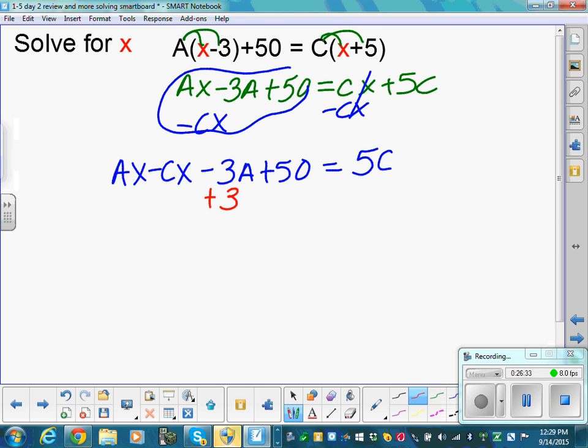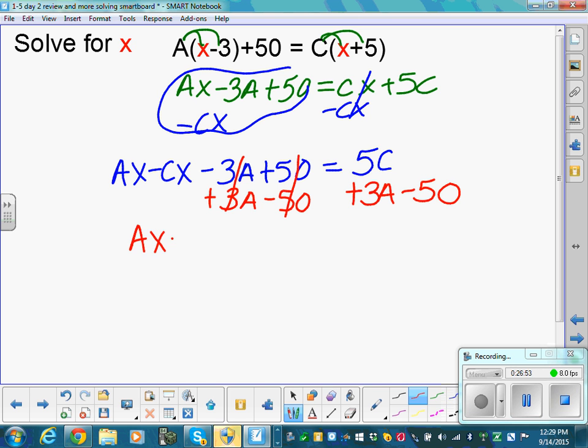So I'm going to add 3a's, and I'm going to subtract 50. Now those are both inverses. We have to do both sides the same exact thing. So add 3a's and minus 50. Now look what happens here. Make sure those add up to be 0. Those do add up to be 0. Those add up to be 0 as well. So I applied the inverses correctly.